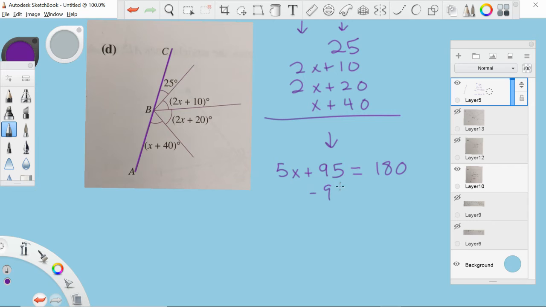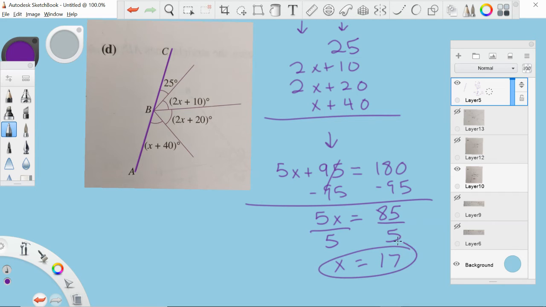If I subtract 95 here, got to subtract 95 here. That cancels this out. What am I left with? 5x is equal to 85. And then, of course, we're going to divide by 5 to get the variable by itself. And x is equal to 85 divided by 5, which is 17. That's our solution.